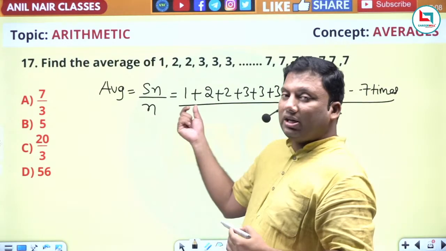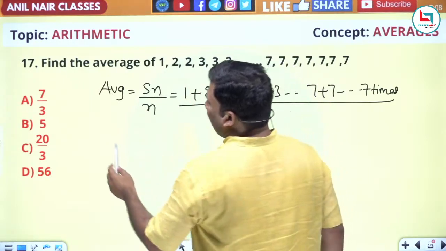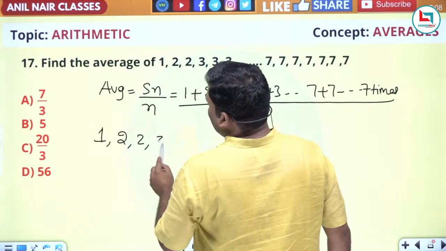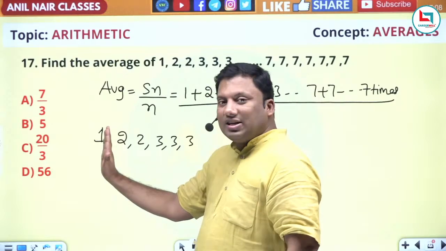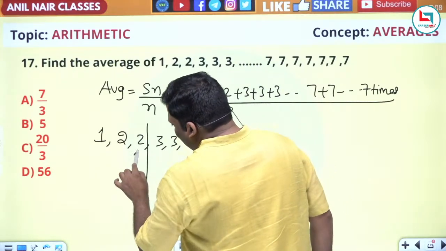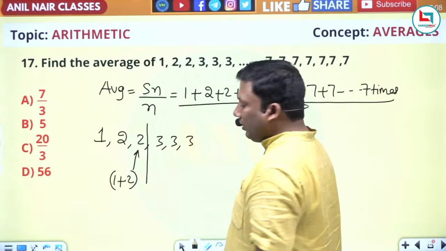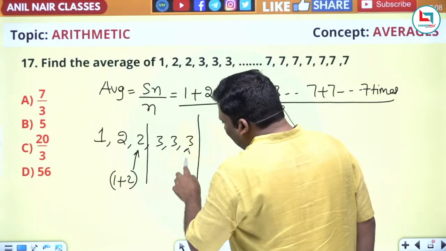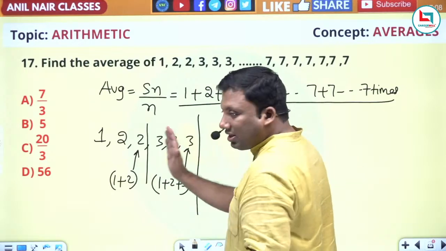In case you have a doubt, sir, we are unable to find how many terms are there. Listen carefully. 1 is written once. 2 is written twice. 3 is written thrice. Please see here. If 1 is written once, 2 is written twice, till here, totally how many terms are there? 1 plus 2, it is 3. If 3 is written thrice, totally how many terms are there? 1 plus 2 plus 3. Totally 6 terms are there.